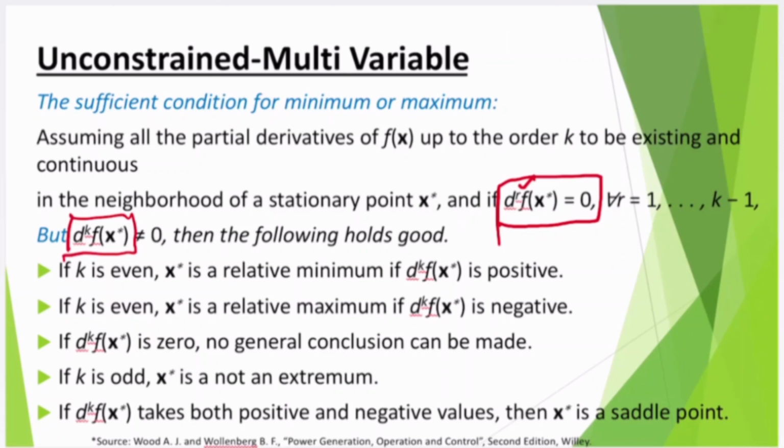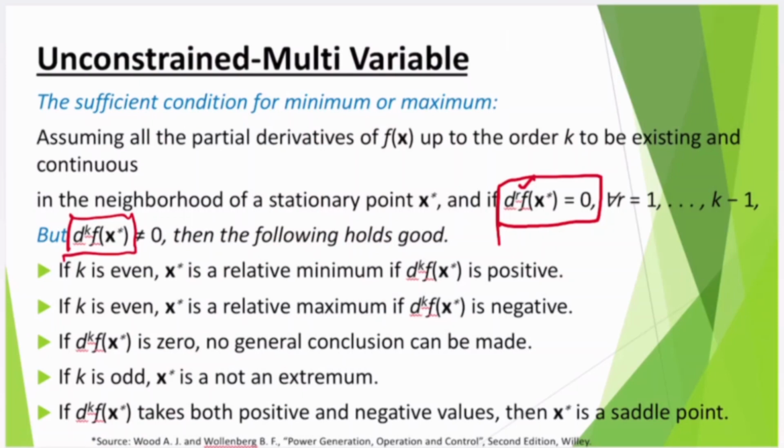So it is the same thing, that k needs to be even. If it is positive, it leads to a minimum. If it is negative, it will lead to a maximum. But if the kth derivative of f of x equals 0, then you cannot say it is a maximum or minimum. It is something different. Now if k is odd, then x is not an extremum, okay?